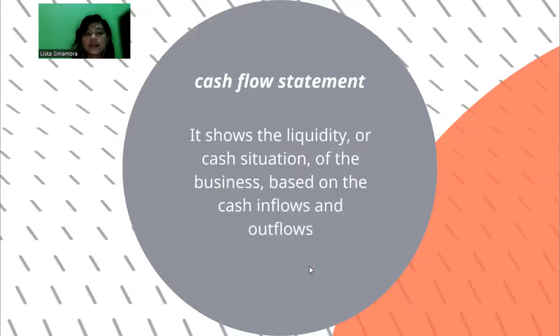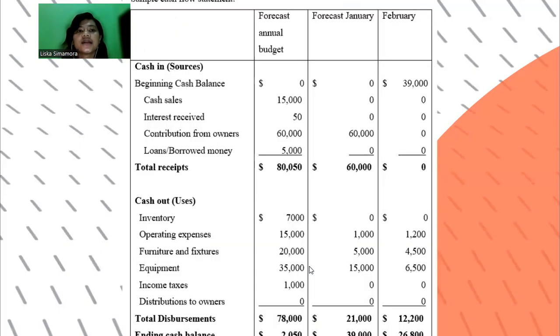So let's go to the last statement, that is the cash flow statement. It shows the liquidity or cash situation of the business based on the cash inflows and cash outflows. So the keyword here is cash flow. Not only cash, but the cash flow itself. So this is the sample of cash flow.